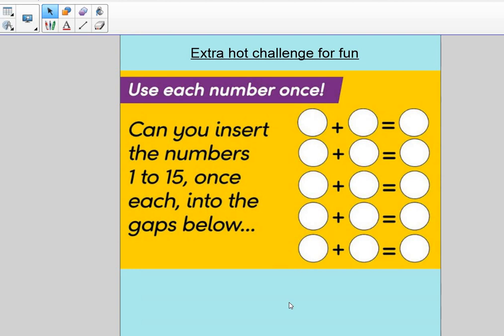As some of you love maths as much as me, I've put in an extra hot challenge for fun. You don't have to do this, but let's see if you can beat me, because I haven't come up with a solution yet. Good luck.